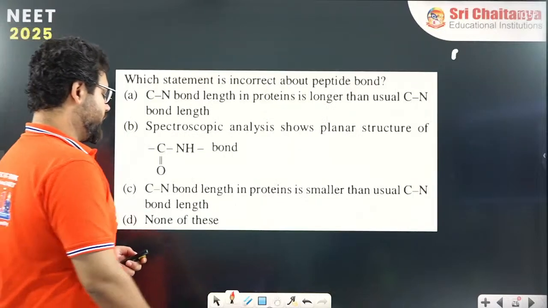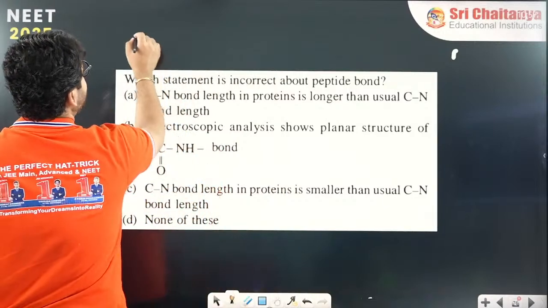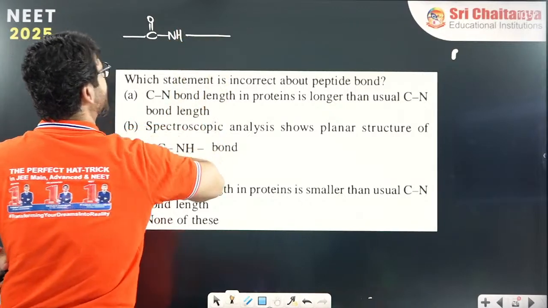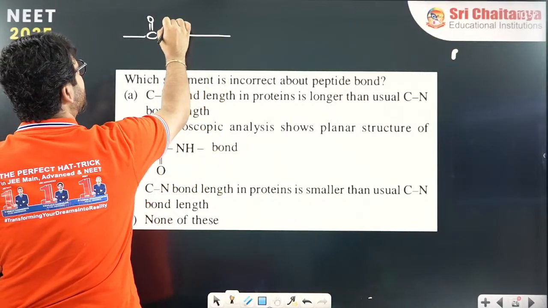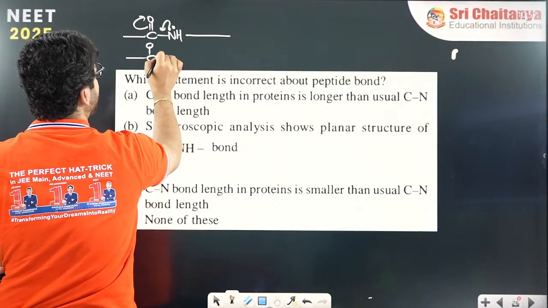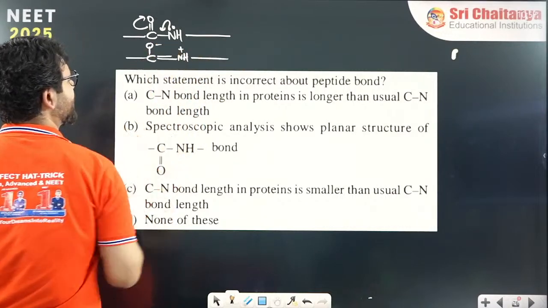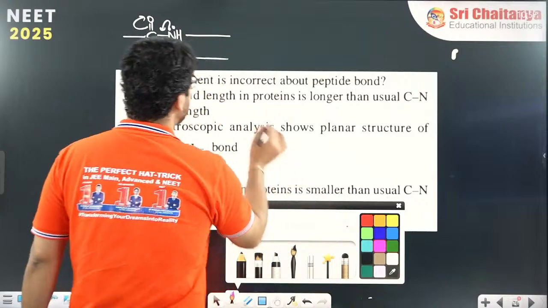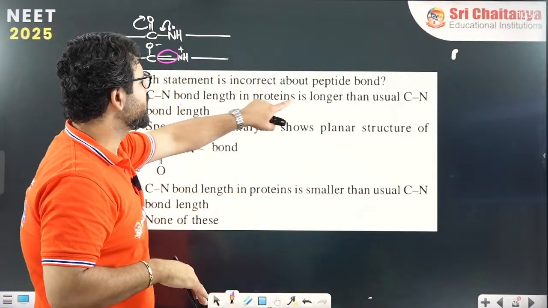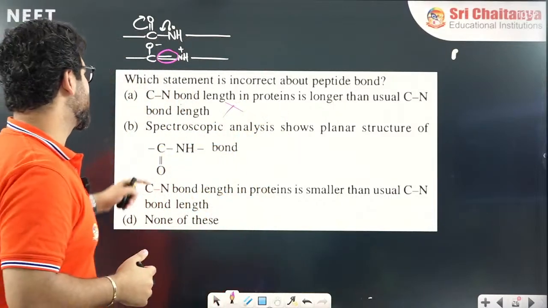Next one, which is incorrect about the peptide bond? In the peptide bond, nitrogen undergoes resonance here. So it will become a partial double bond character. Because of this, the bond length decreases. So they are saying C-N bond length is longer. No, it is shorter because bond order has increased. So this is incorrect.